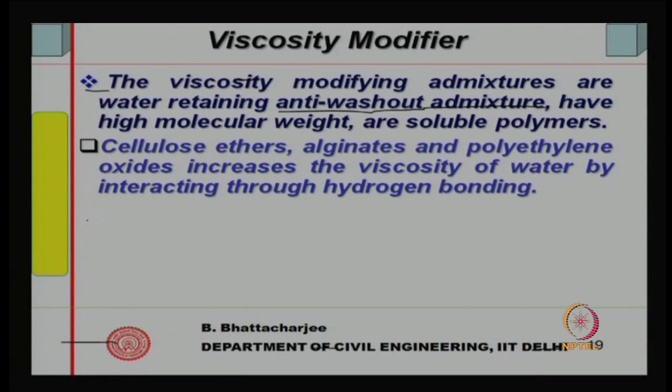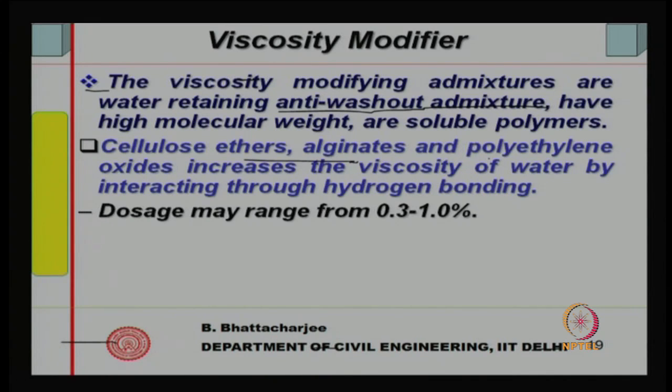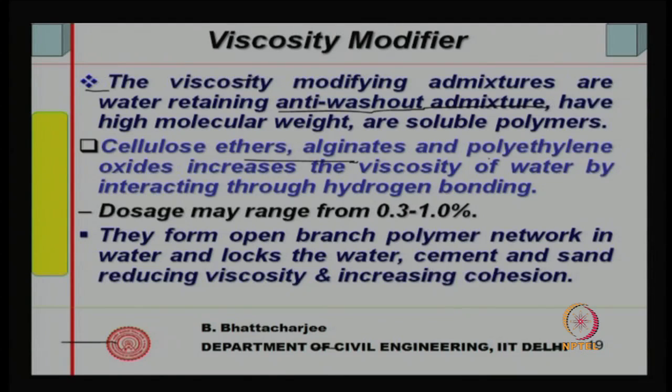Cellulose ethers, crudely, we can understand as something like gum. A gum you put in water will increase viscosity. So some of those materials increase the viscosity of water, and therefore it can hold the water and the cementitious material together more easily. They form an open branched polymer network in water and essentially lock the water, cement and sand particles, increasing the cohesion. So that's the idea.